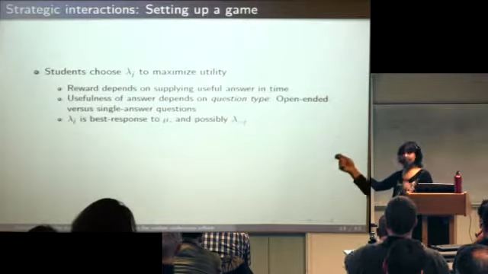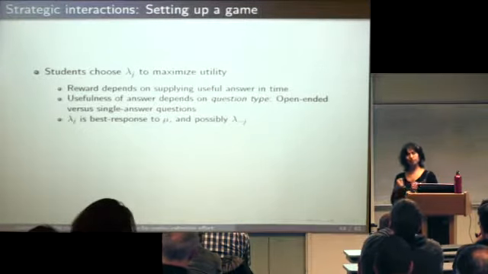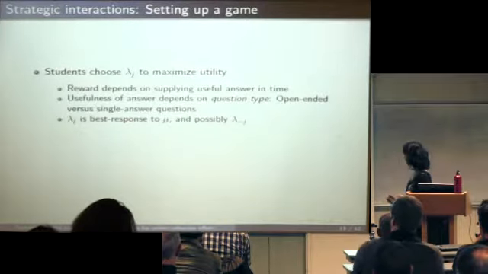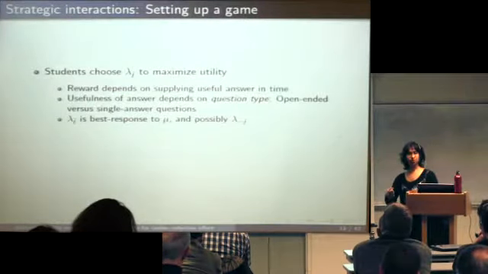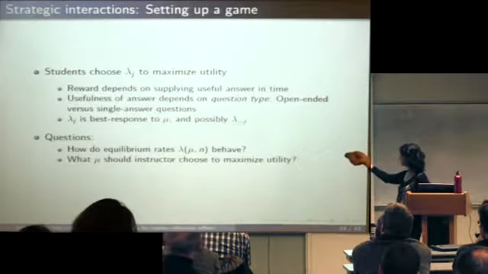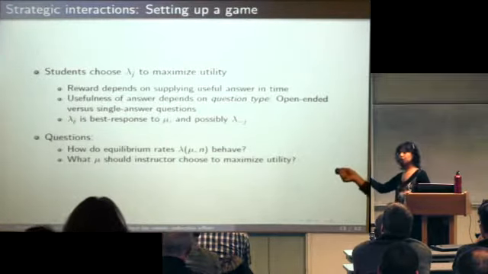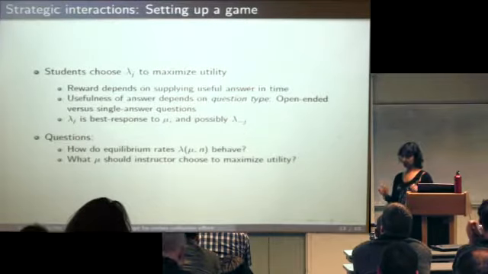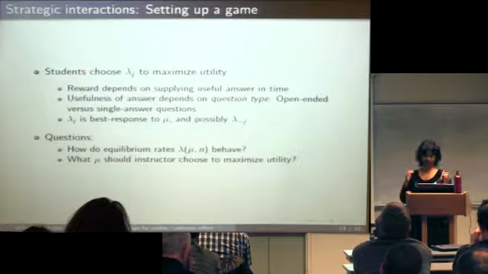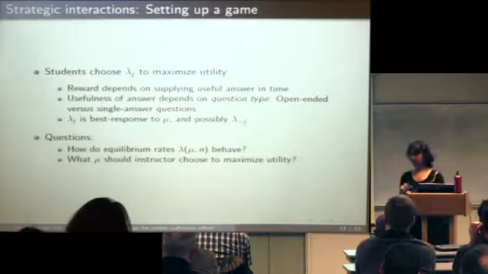So lambda j, the rate chosen by a single student, is going to be a best response to the rate chosen by the instructor, because I certainly need to come in before the instructor to get my reward. And possibly the rates chosen by other students. Why? Because in a single answer question, I need to come in first and before the instructor. So I need to beat all my fellow students as well. The questions we're going to be interested in is, how do these equilibrium rates lambda behave? And second, how should the instructor choose her own rate to maximize her utility from using the forum? Because presumably the forum has been set up to make the instructor's life easier, as well as to facilitate peer learning, to get lots of answers in student discussion and so on.